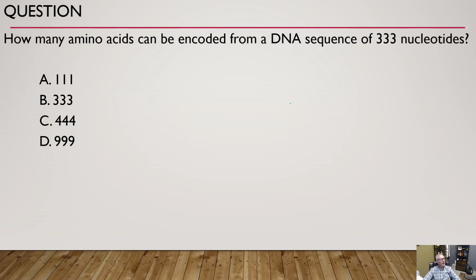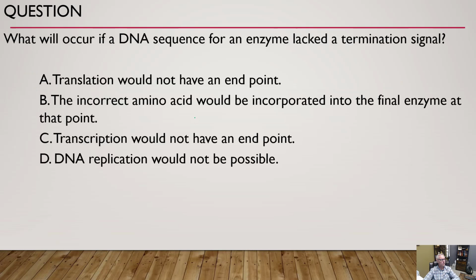All right, so how many amino acids can be encoded from a sequence of 333 nucleotides? So if we have 333 nucleotides, so that's 333 bases. So we have 333 letters. So now we're going to group those letters into groups of 3. So 333 divided by 3 is 111. So A is going to be your correct answer.